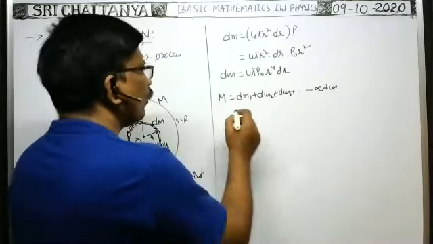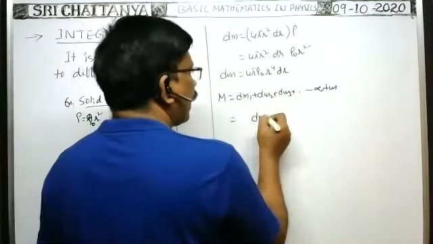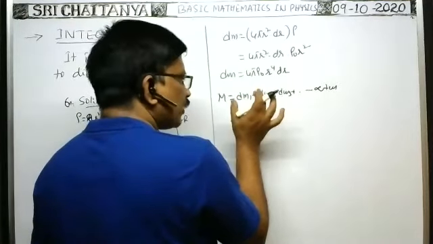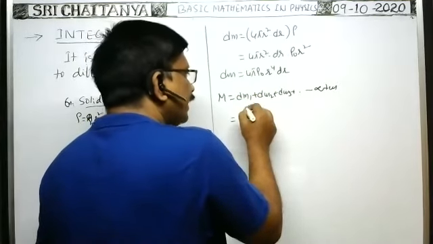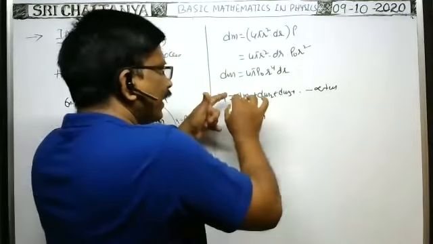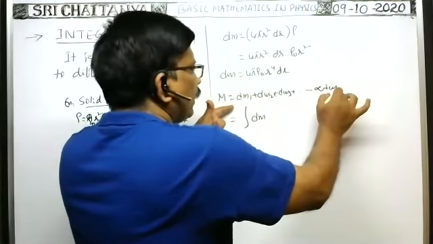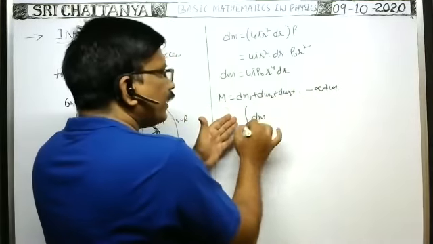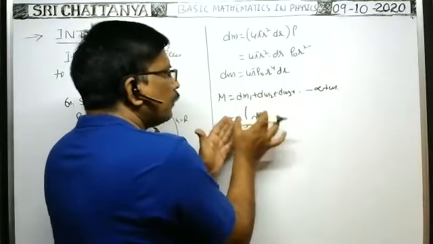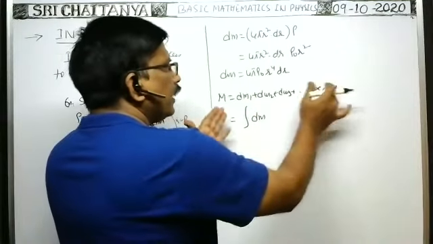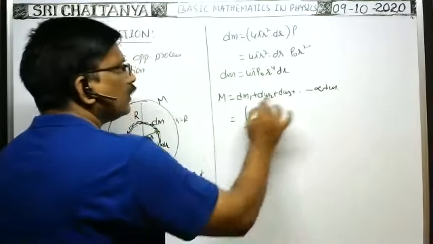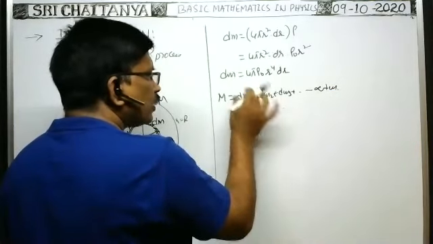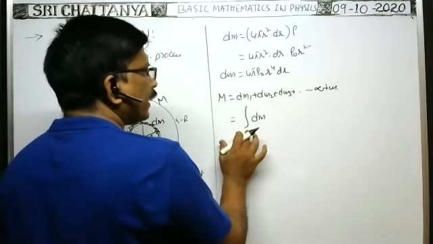In such cases, take one element, say of mass dm. You find the mass of one such element and you do integration. Integration means, instead of adding all the elements, we can write integral dm, which means the sum of the masses of all the elements. That can be written simply like this. Between which limits do we have to do the integration?